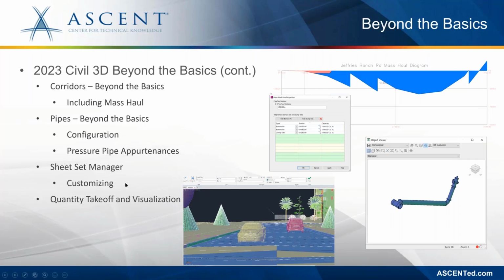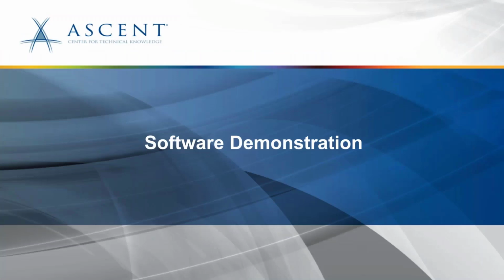For the sheet set manager, we look at how to customize the sheet set manager. So for example, the project number and the project name will be added to the title block information. And finally, the quantity takeoff and visualization. This is as it was in the 2022 fundamentals course that we added into the Beyond the Basics course. Again, I'll do a software demonstration of that.